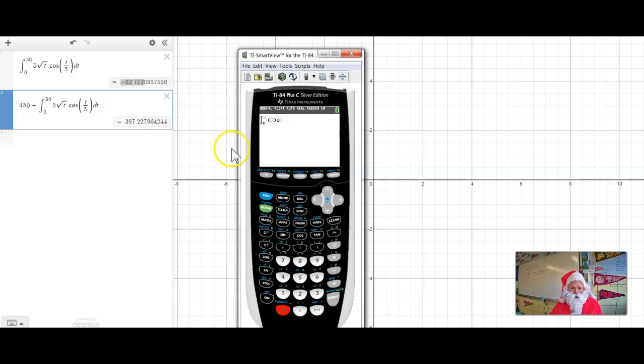So I'm going to type 0 here. I'll type 30 up here. And then here, this is where you can make use of the vars. So you'll go to vars, y vars, function, y1, and then put of x. You technically don't need to do that, but it's just a good habit to get into when you do other things. And then we'll do dx, and then hit enter.